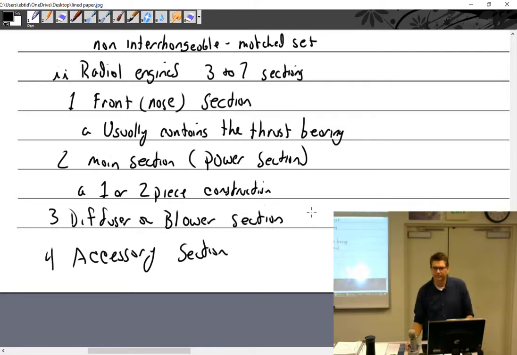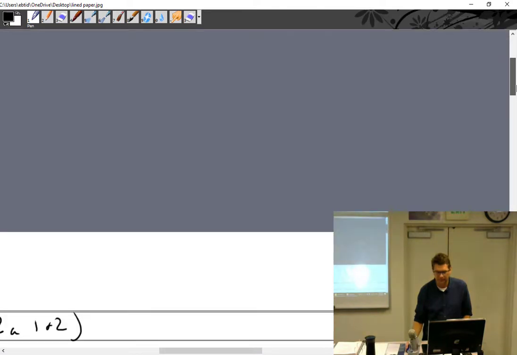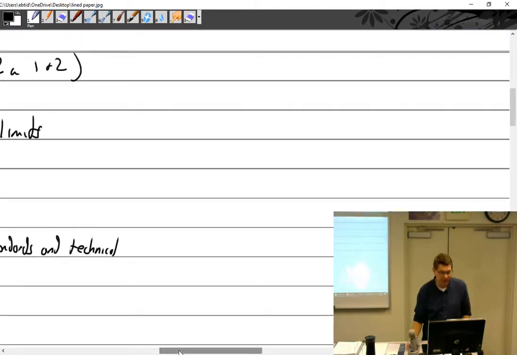So you said the front section housed the thrust bearing? Yep. What held the bearing in the front section? I forget the name of it, but it's a cap. It's like a cap that just goes over it, and it's got a big thrust nut on it. So you adjust the thrust nut to hold it in. I think it's called the thrust plate.